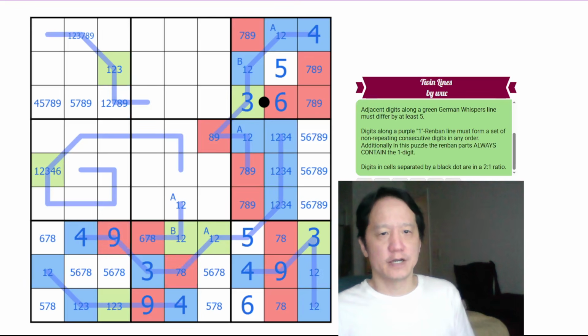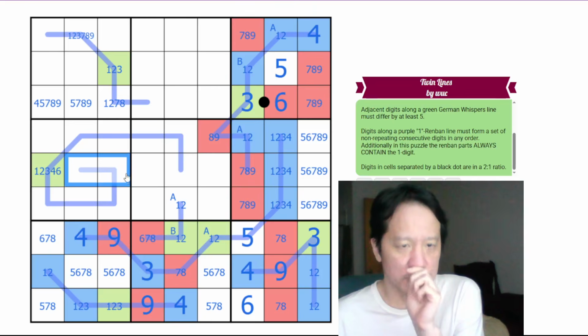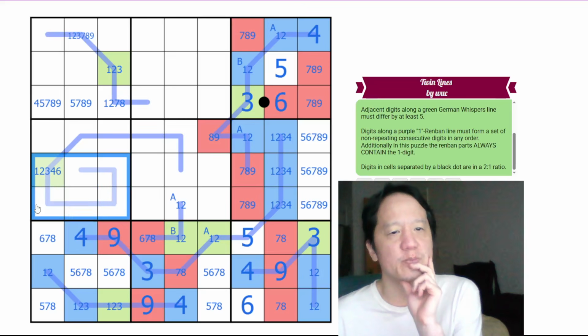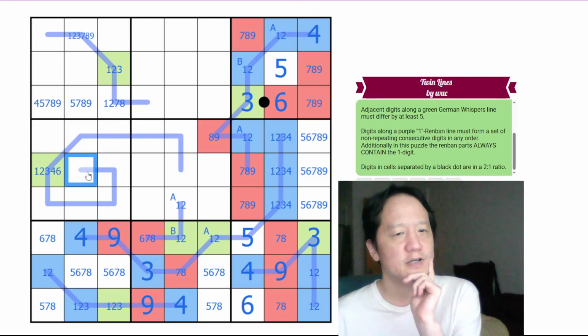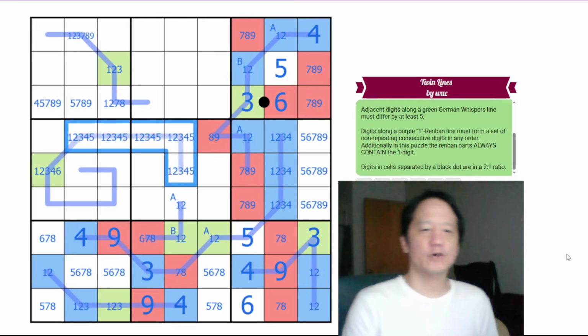Nine eliminates 9 here. Okay, how does this work? If this is a full Renban here, it would have to be 1 through 6 here. But the problem is that would require 7, 8, 9 here, and then that's not going to work as a Whisper 5 line. So this cannot be Renban, this must be Whisper 5, which means this is Renban here. So we have 1 through 6 here.